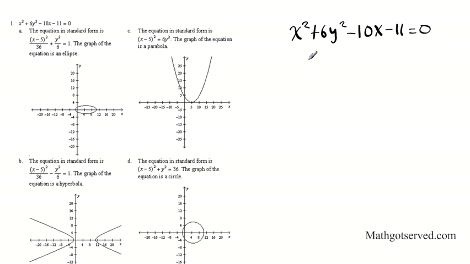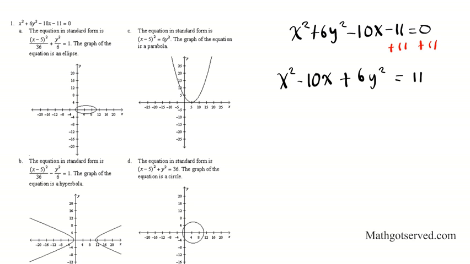Okay, so what we're going to do is we're going to put the x's together. So we have x squared minus 10x, and then the y together. 6y squared is by itself. This number right here, this constant, has neither an x nor a y. So I'm going to move it to the other side. Okay, so just add 11 to both sides. So this is going to be equal to 11.